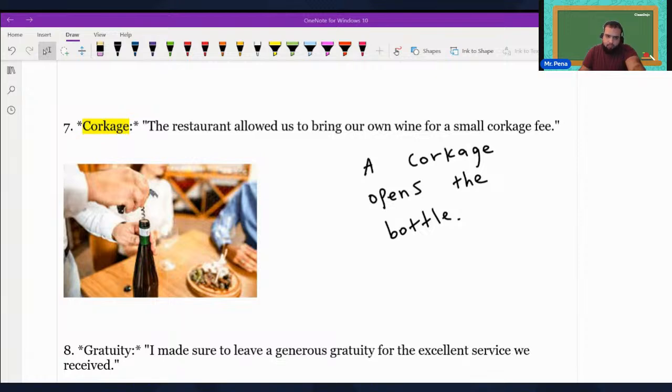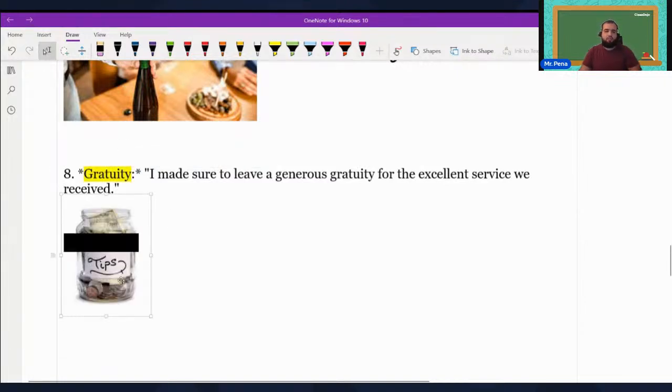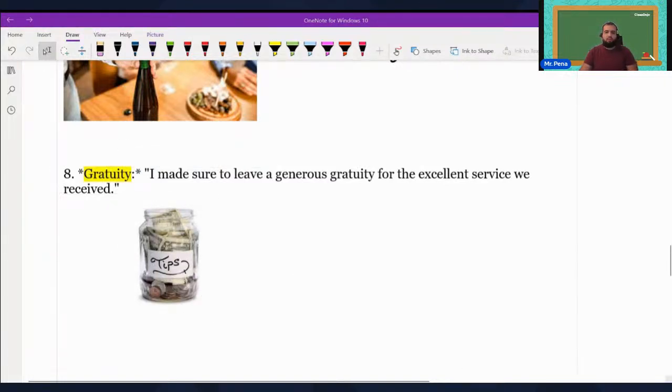Now, the next word is gratuity. Gratuity. Gratuity is tips that you give to a restaurant. So you have to pay a percentage. You have to give the waiter tips as gratitude.